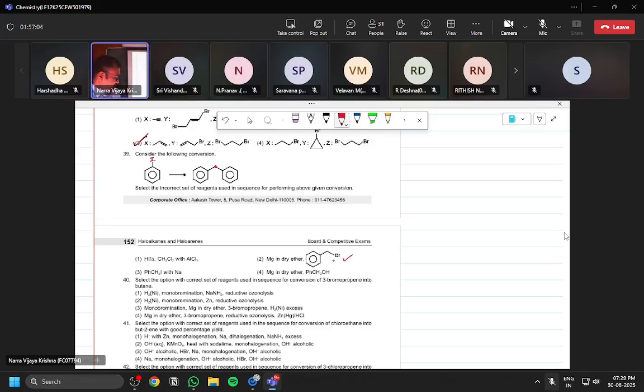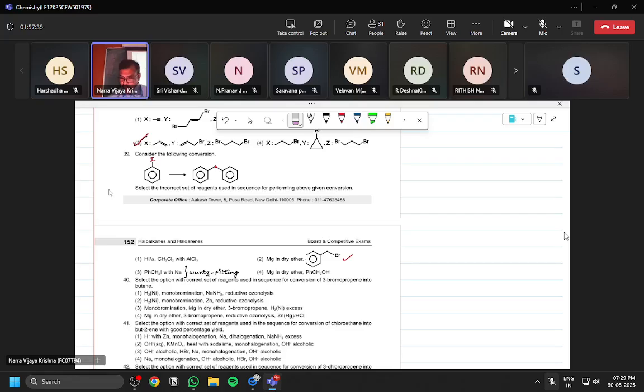Next. Benzyl iodide. This is allowed to react with iodobenzene in presence of sodium. What is it? Sorry, Wurtz-Fittig reaction. Then from here I2 is lost. Then I will get this. So this is nothing but Wurtz-Fittig. So this is also possible.